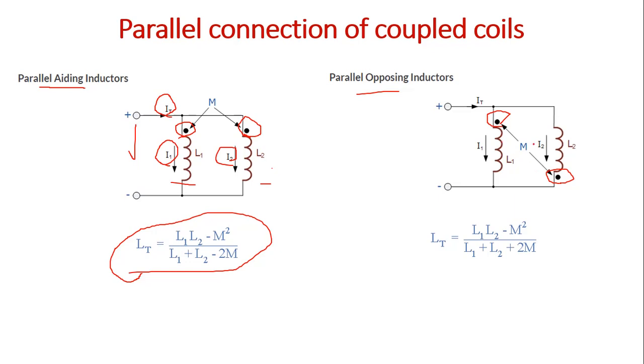M is the mutual inductance between these coils, L1 is the self inductance of coil 1 and L2 is self inductance of coil 2. So the equivalent for parallel opposing is L total is equal to (L1 L2 minus M square) by (L1 plus L2 plus 2M). So this is how, by using dot conventions, the polarity of mutual voltage is determined, and when these coupled coils are connected in series and parallel, the equivalent inductances are determined.